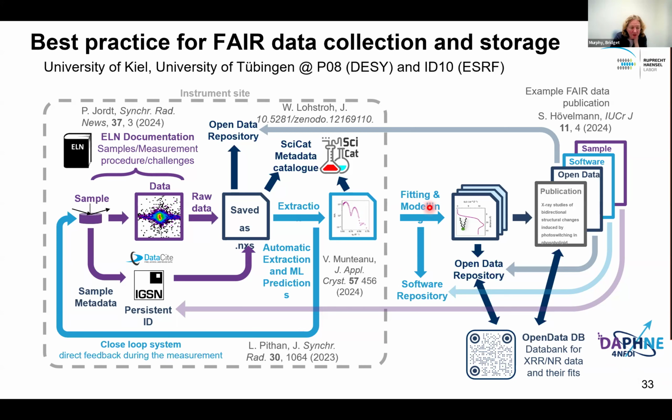So this is the whole process of how we visualize that for each paper. And there's one example here of a FAIR data publication from Svenja's small angle scattering work, and that's in IUCrJ from 2024. So now you see how we can get there and make the data FAIR.